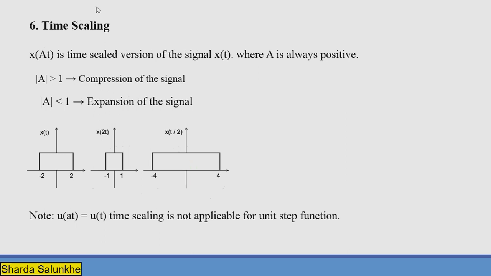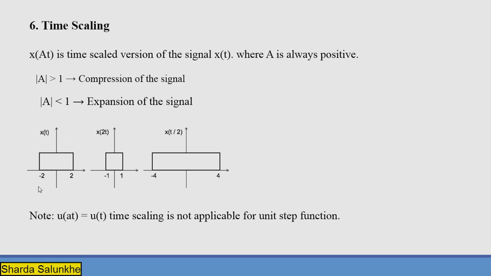Next, time scaling. Time scaling is scaling on the time axis, that is, x of at is the time scaled version of the signal x of t, where a is positive. If modulus of a is greater than 1, then you get compression of the signal, and if modulus of a is less than 1, then you get expansion of the signal.